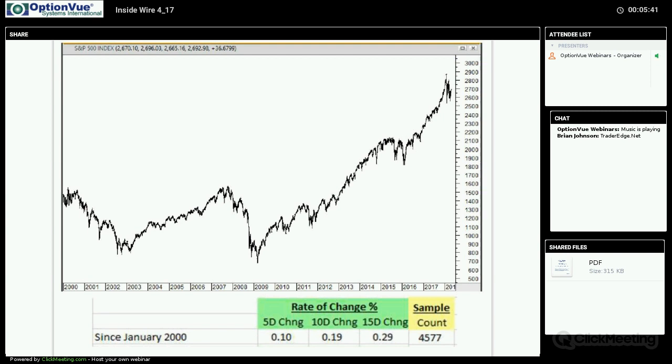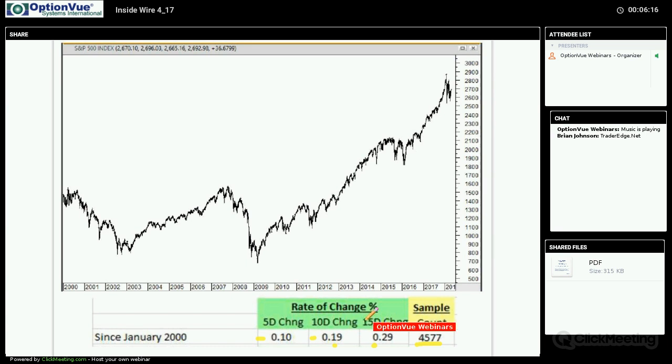And so when we go back and look at the S&P 500, going back to Jan of 2000, there's pushing 4,600 closes since then. On average, from one close to the close 5 days later, you have a gain of roughly 0.1%. All right, and the average 10-day change is almost 0.1%, 0.19, and then the 3-week change is not quite a third, it's at 0.29, just barely short of 30%.